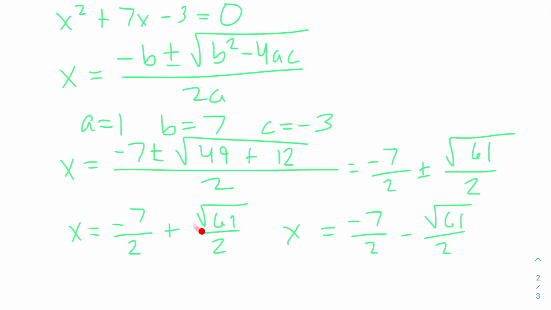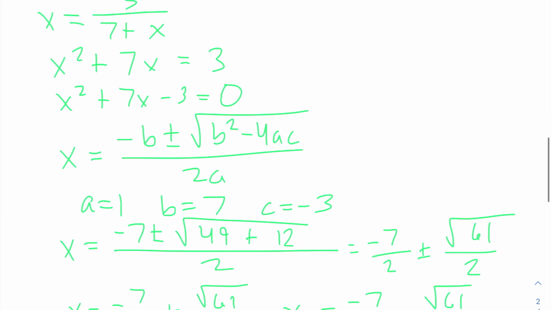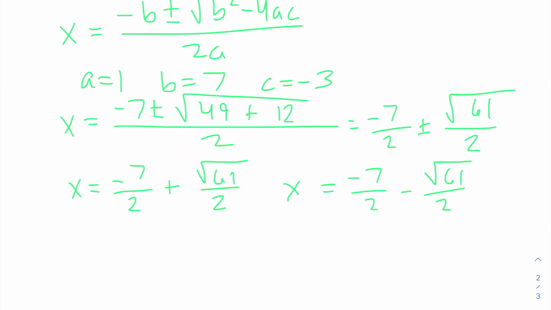We notice that the square root of 61 is larger than 7 because the square root of 49 is 7. So, this answer will be positive and this answer will be negative. If we go back to our pattern, we see that there's no negative values in our pattern. There's nothing to make it negative, so our answer must be positive, which means this will be our answer.